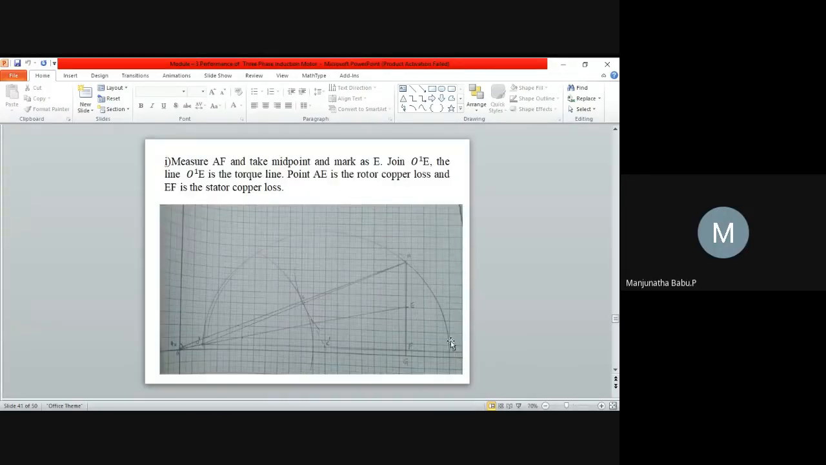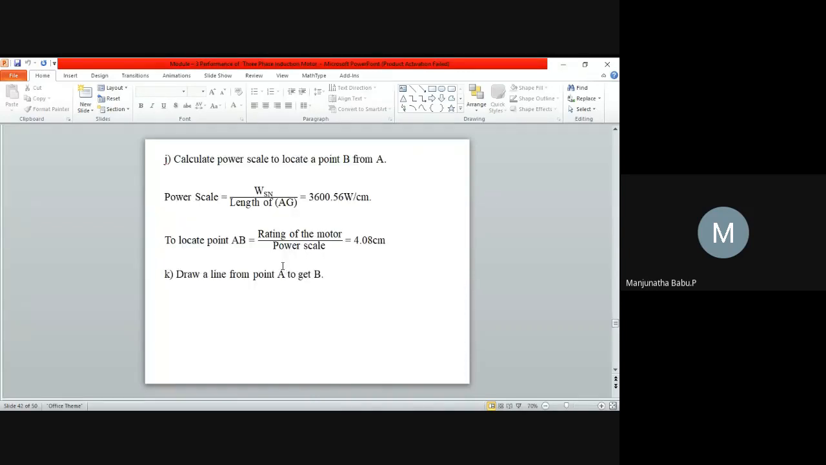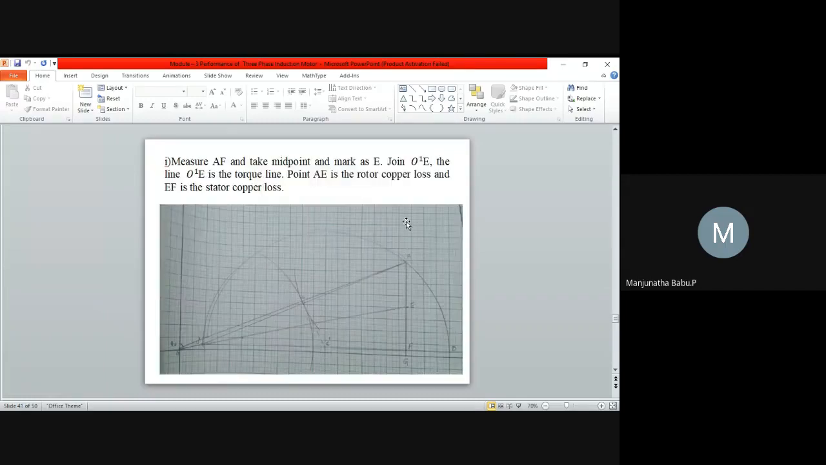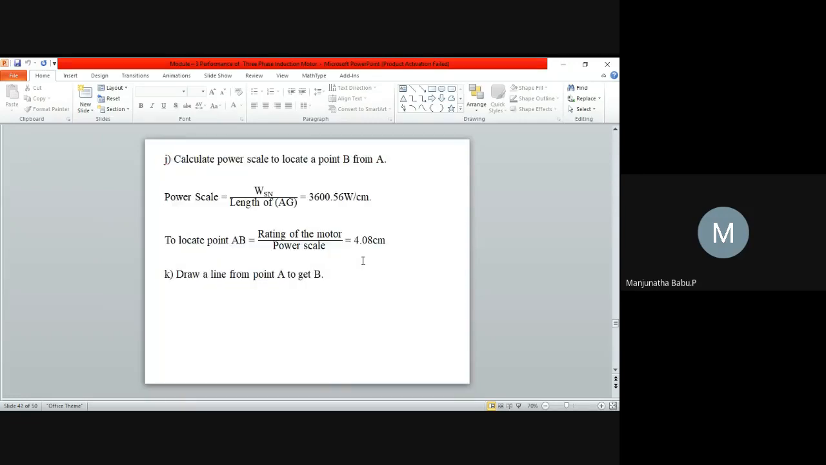Now let us go to the next calculation. We have to calculate the power scale, to know the required values: efficiency, power factor, line current, maximum torque, everything. To locate point B from A, we draw one more line above A. To draw that, we have to calculate the power scale.